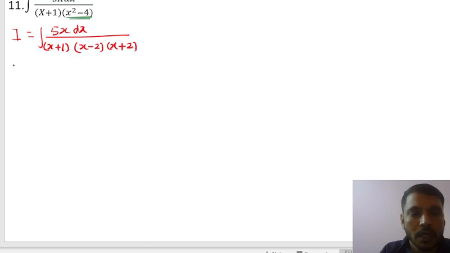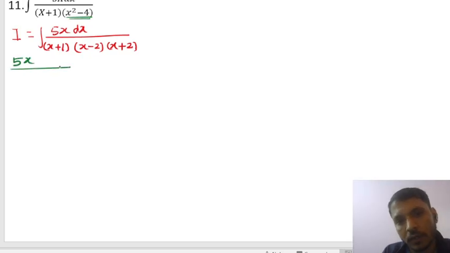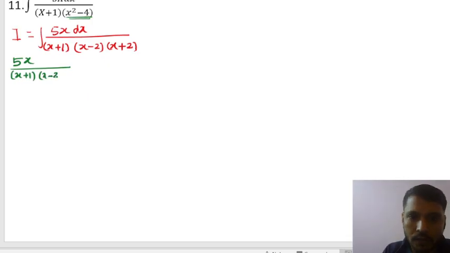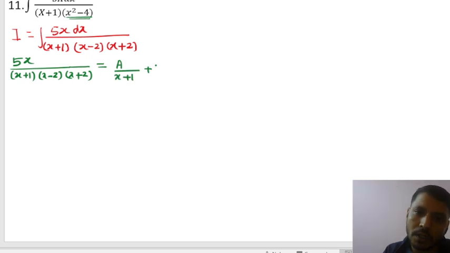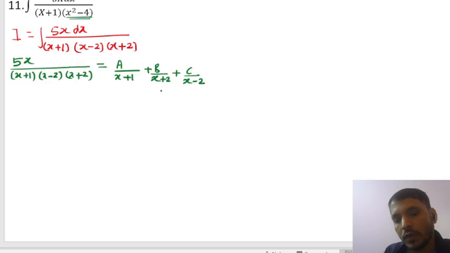Now here we can apply partial fractions. For that we will copy this again, 5x divided by (x plus 1)(x minus 2)(x plus 2). After that we take each factor: a divided by x plus 1, plus b divided by x plus 2, and then c divided by x minus 2. Next step, we have to take the LCM, and the denominator we will cancel at the same time.